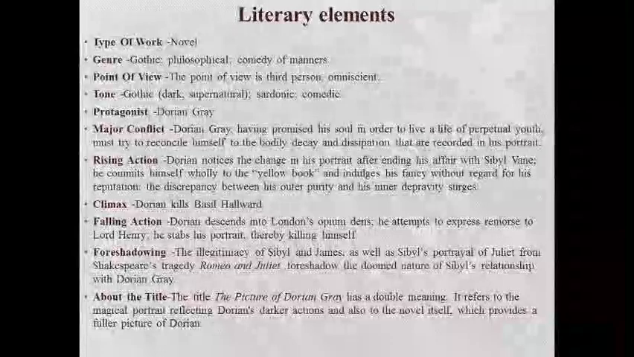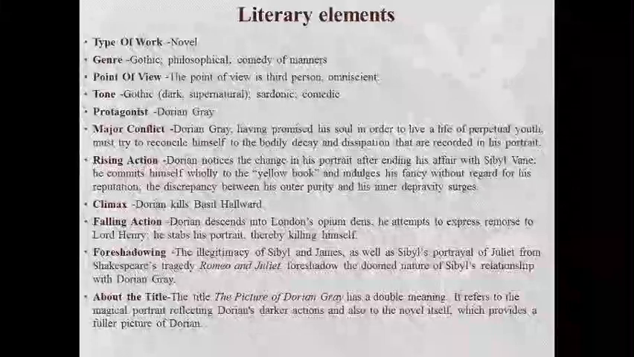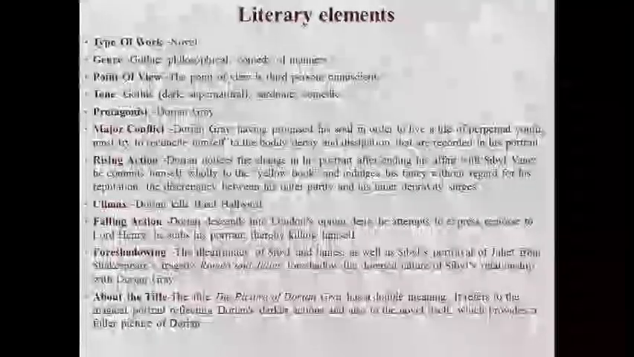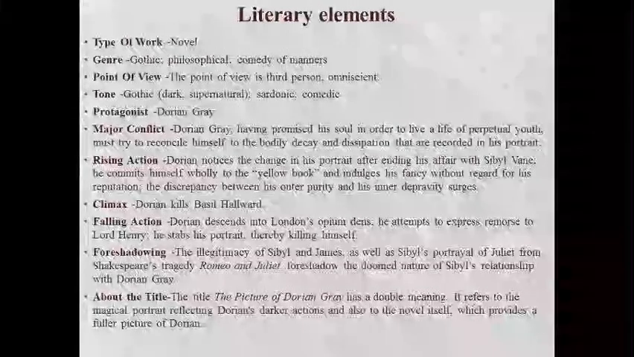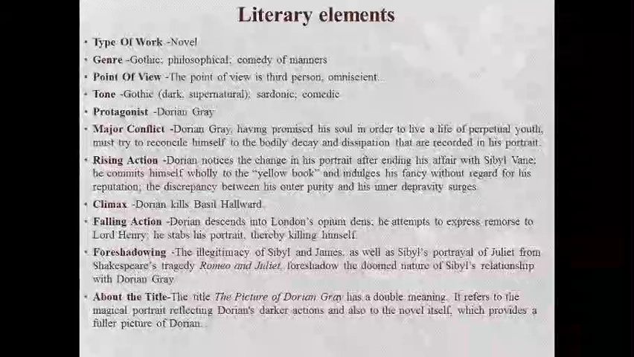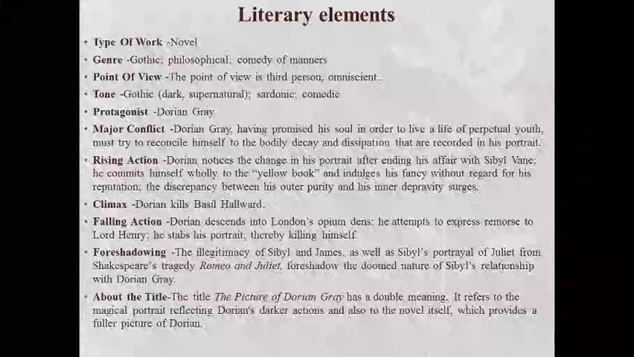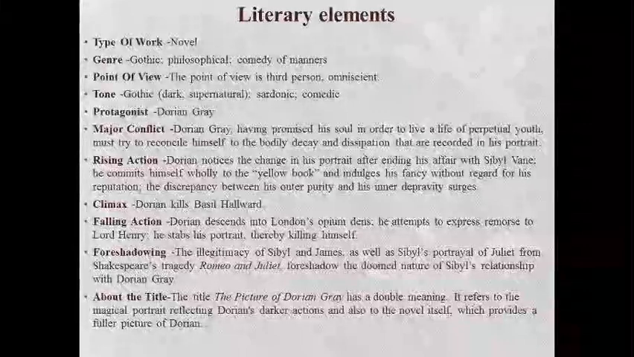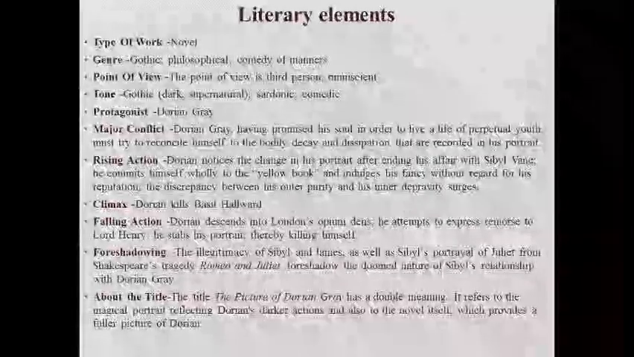The tone is Gothic, dark, supernatural, sardonic, and comedic. The tense is past, of course. The setting is the 1890s. The protagonist is Dorian Gray. And the major conflict is that Dorian Gray, having promised his soul in order to live a life of perpetual youth, must try to reconcile himself to the bodily decay and dissipation that are accorded to his portrait.